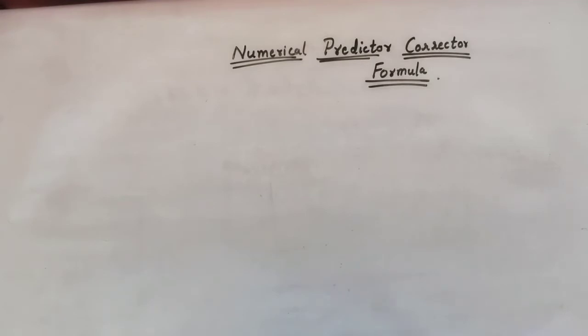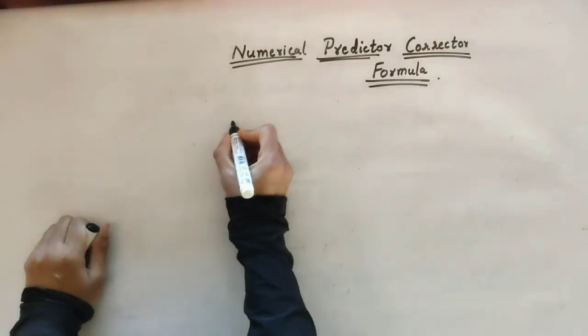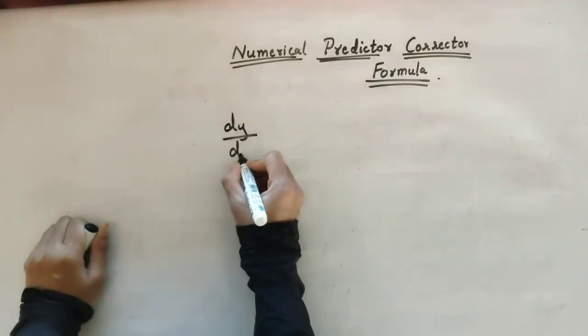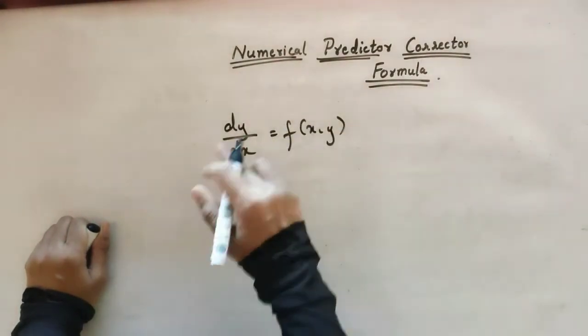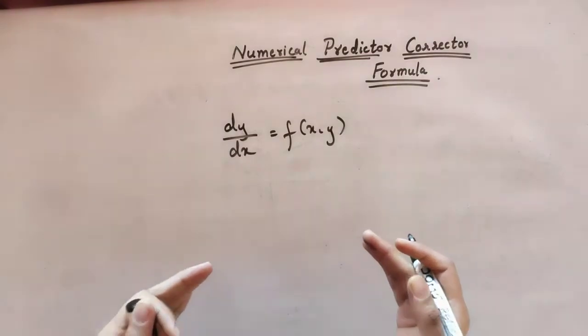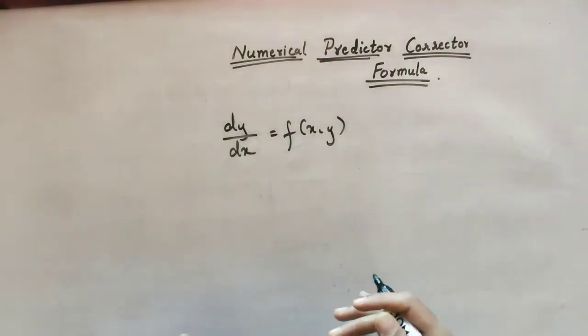So what is the difference between these and the previous one? Earlier you were given only one single initial condition. But here you will be given a set of 4 points from where the solution of that differential equation will be passing. For example, given any differential equation, say dy by dx is equal to f of x, y. Along with this you are given a set of 4 points through which the solution of this differential equation is passing.